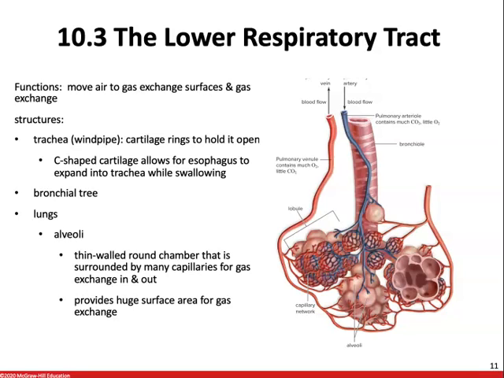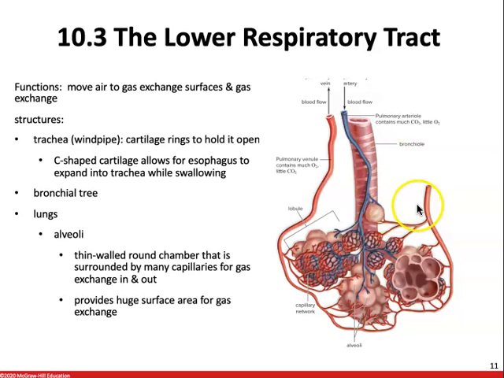Now, here's the thing. Smoking can damage the cilia. This is what causes that smoker's cough, because they do not have the ability to filter out dust and debris, and so they're constantly coughing it up because the cilia aren't moving it out for them. A tracheostomy is when a breathing tube has to be inserted into the trachea. So that is our trachea.